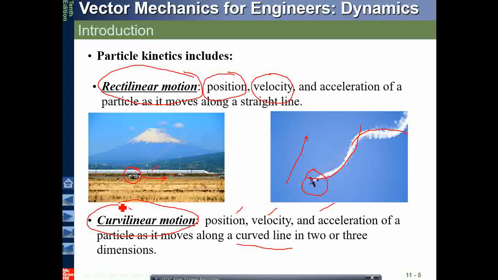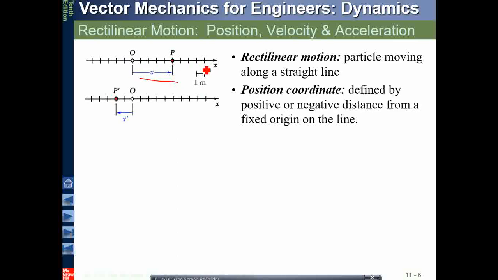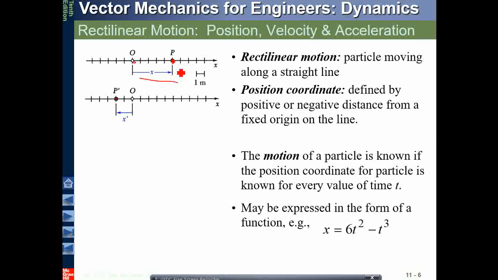Now you know what is a rectilinear motion and what is a curvilinear motion. As I said, in the rectilinear motion, the body actually moves along a straight line. Like for example, in this case, the body is moving along a straight line. So the position coordinates become important. What was your initial coordinate and what is your final coordinate? This was the initial coordinate and this was the final coordinate, or the moved coordinate. It may be positive, it may be negative.